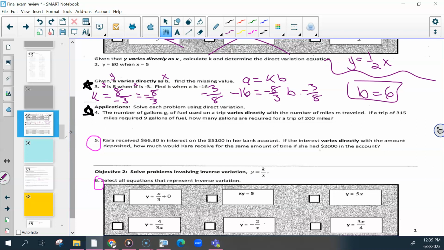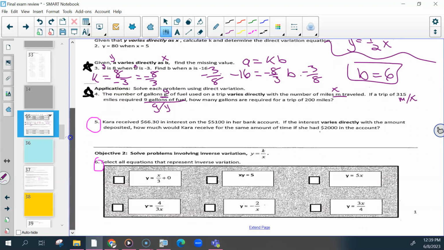Four is really the same thing, but different variables and there's more words. The number of gallons G varies directly, so this would be like your Y, with the number of miles M, so that would be like your X. So the trip of 315 miles, that's your M or your X, requires 9 gallons, G or Y. So before we focus on the rest of the sentence, let's just use those two numbers and find our K value.